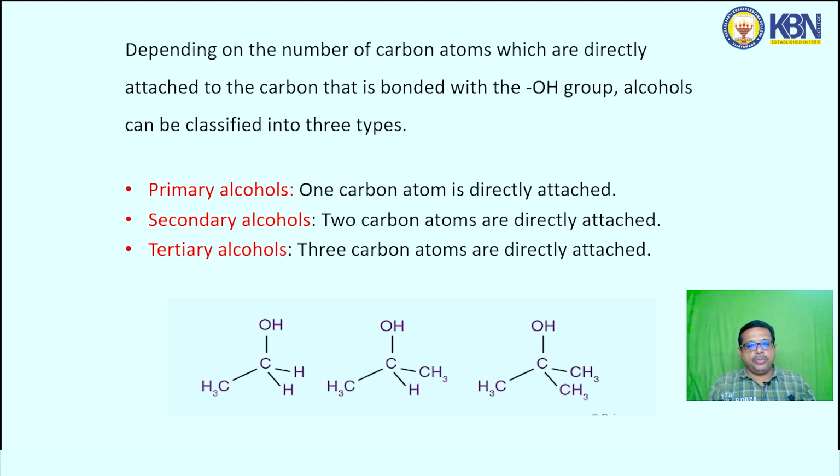So the given example, primary, secondary and tertiary. In the primary alcohol, one carbon atom is directly linked to the OH group. In the secondary alcohol, two carbon atoms are directly attached, whereas in tertiary alcohols, three carbon atoms are directly attached to the OH group. Hence they are primary, secondary and tertiary alcohols.